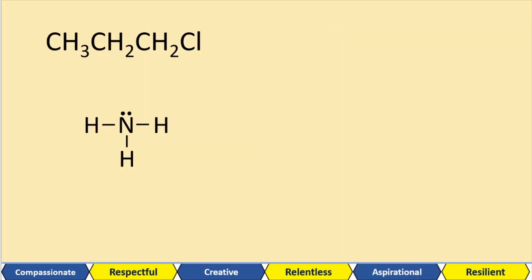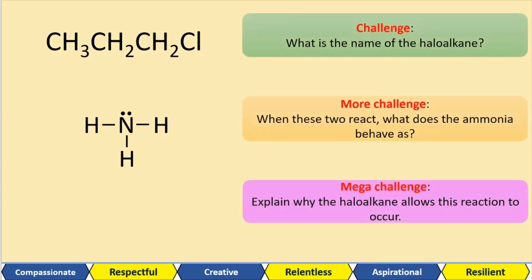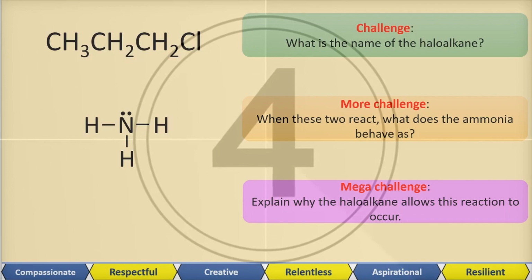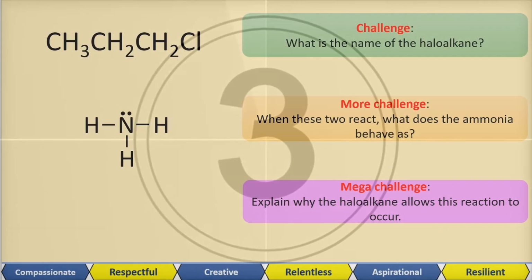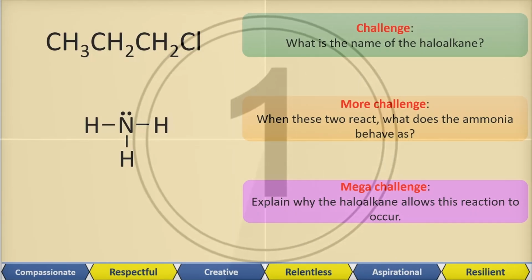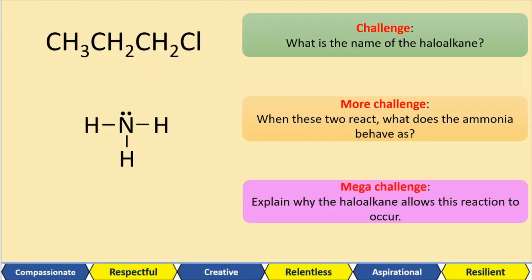I've got these 2 molecules now. Have a go at these challenge questions. So what's the name of this haloalkane? We've got a chloride attached to the first carbon and it's a propane. So that's 1 chloropropane. When these 2 react, what does the ammonia behave as?